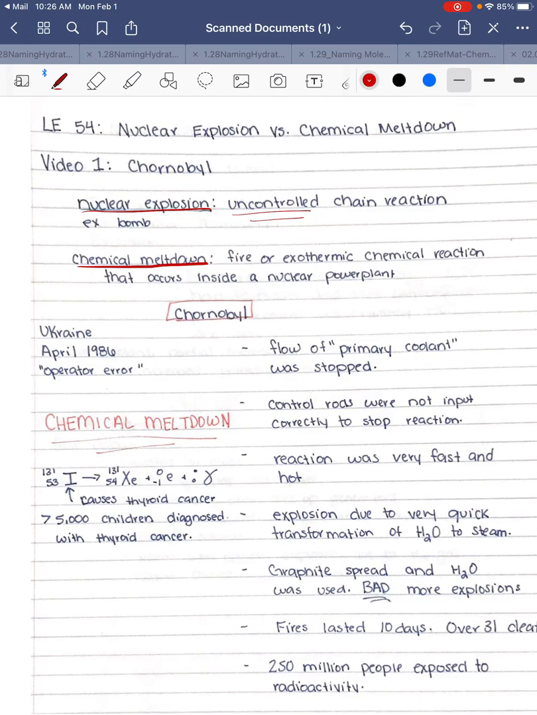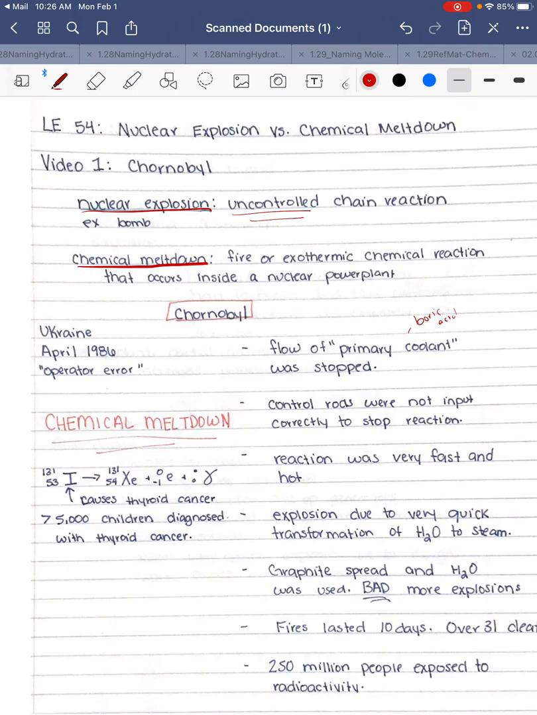The first example is Chernobyl. So Chernobyl happened in Ukraine in April of 1986, and this was caused by an operator error. This was a human error, unfortunately. So what happened is the flow of the primary coolant, if you remember, this is mainly the boric acid. Her video is way better. She has the visual and everything.